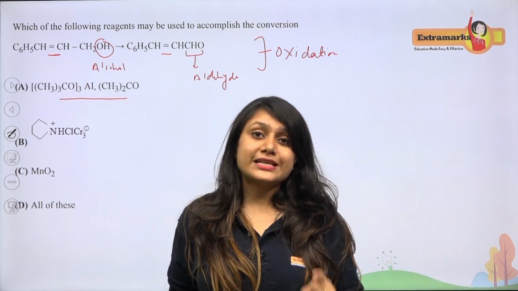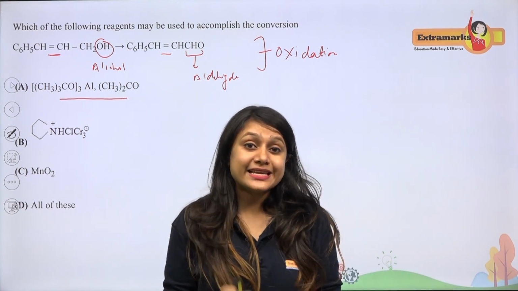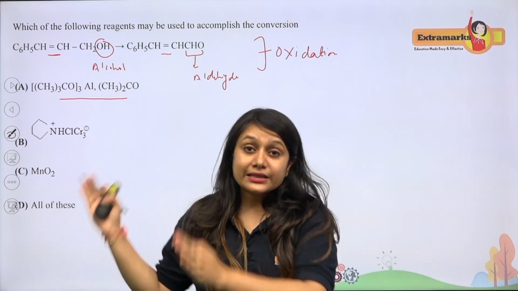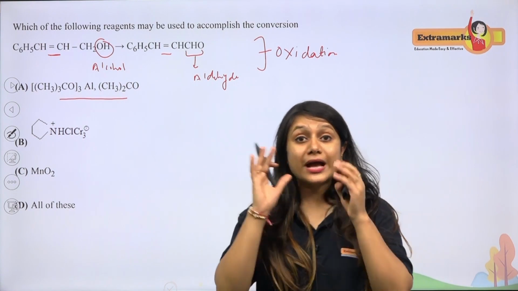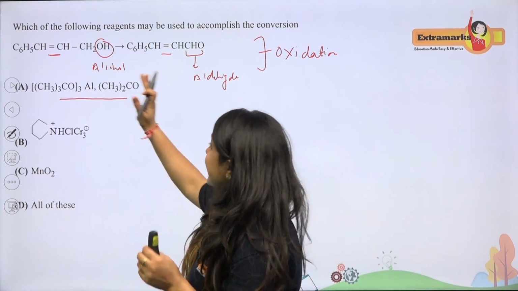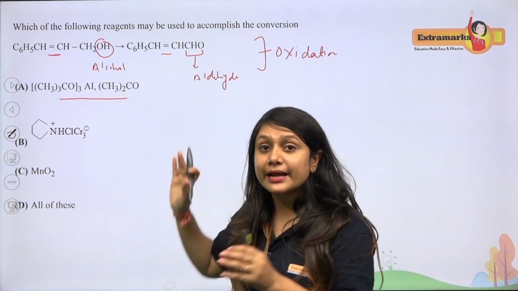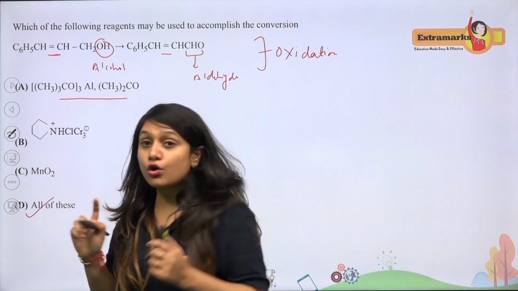So for that, students, I just want to tell you, please go through your notes and learn the oxidizing as well as reducing agents. As you can see, all these three reagents only oxidize alcohol to aldehyde. That does not affect the double bond. So the correct answer is going to be all of these.